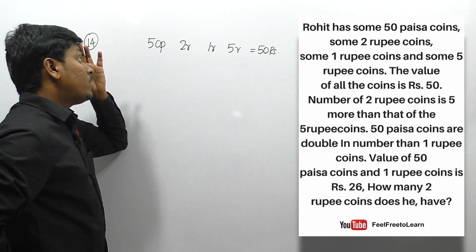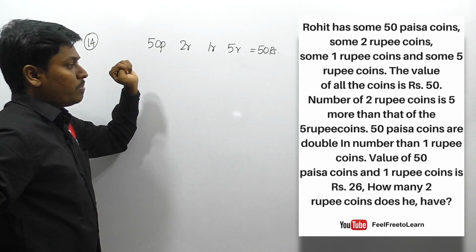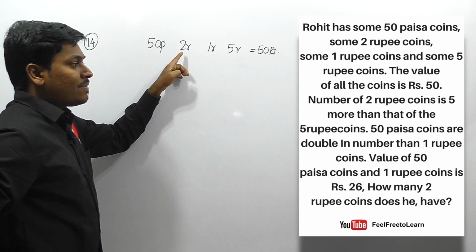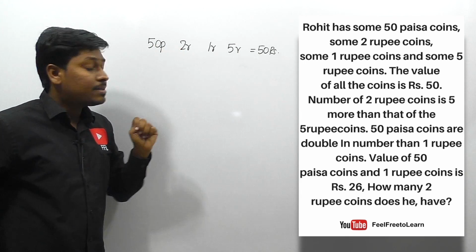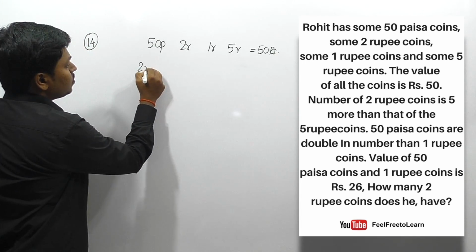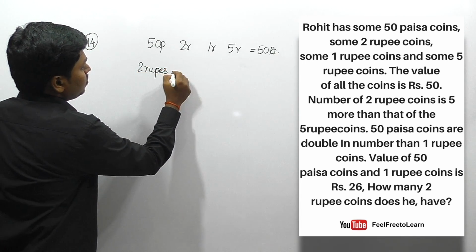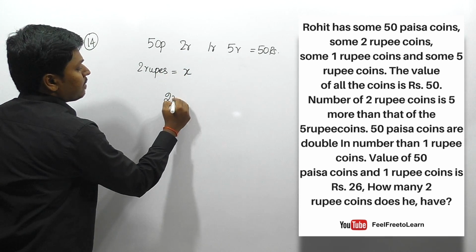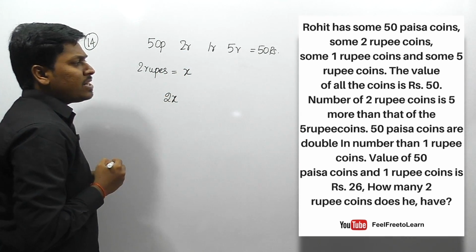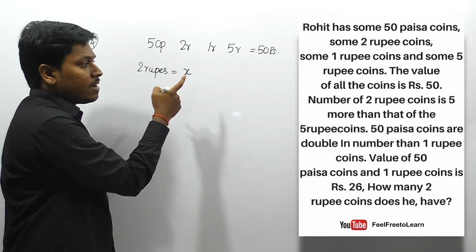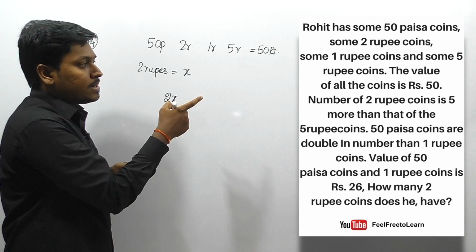So the number of 2 rupee coins will be 5 more than that of 5 rupee coins, and our target is to find how many 2 rupee coins the person has. Let me assume, friends, listen carefully, that the 2 rupee coins be x. So 2 rupee coins can be kept as 2x, and we already know that 50 paise coins are double in number than 1 rupee coins.